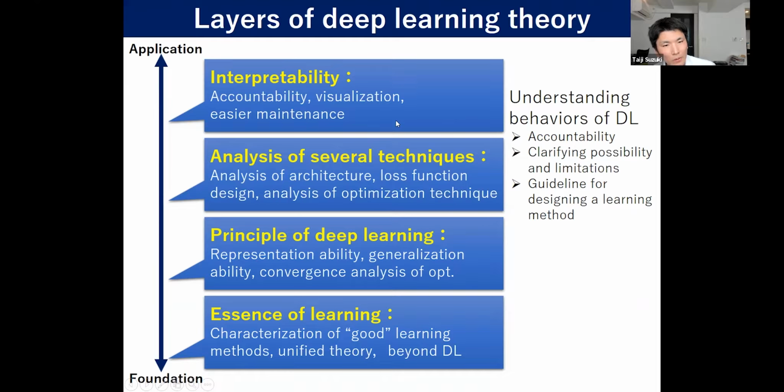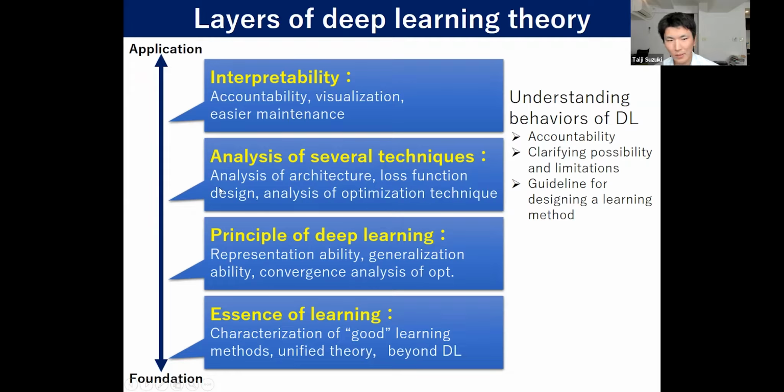The second level is the analysis of individual techniques. There are many techniques such as dropout, batch normalization, layer normalization, and so on. There are many small techniques that can enhance the performance of deep learning. So there are many theories to explain why such individual techniques are effective in practice. That is the second level.